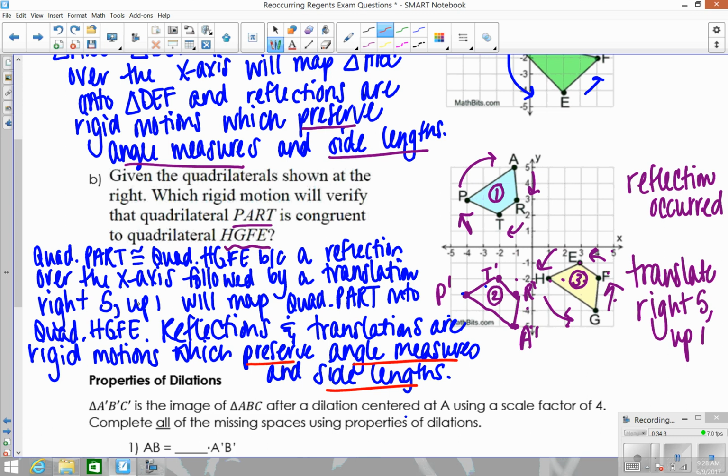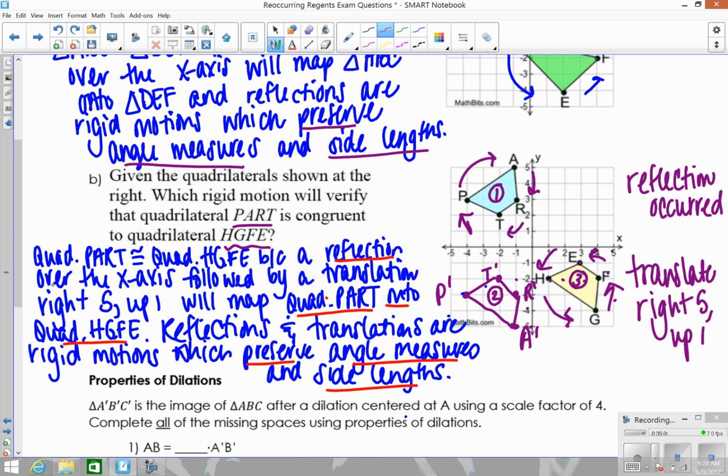So you have to say, okay, I'm mapping quad part onto quad HGFE, meaning I'm starting with this one and ending with that shape. It doesn't really matter which one you start and end with, but you have to specify. Otherwise, you won't get full credit on that. You could even get 2 points off because it could be a conceptual mistake because you're not stating the right movement, because you're going the wrong way. So make sure that that is stated.